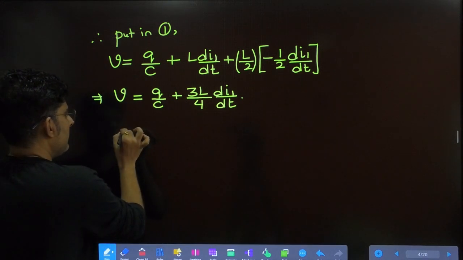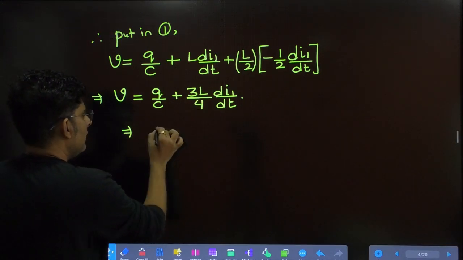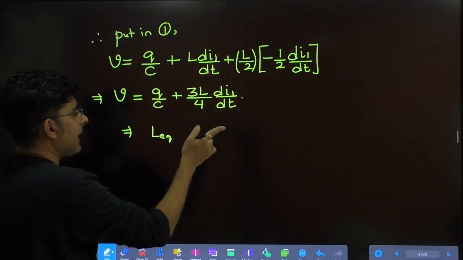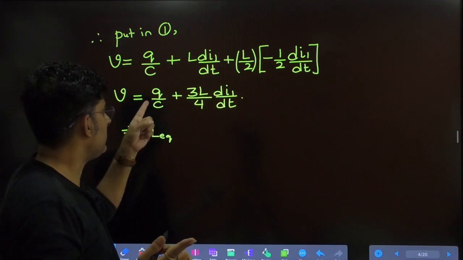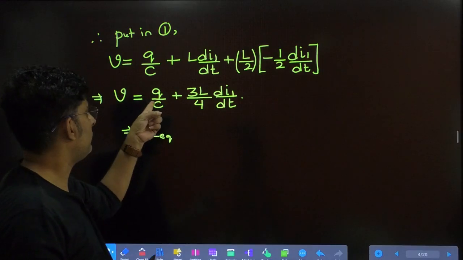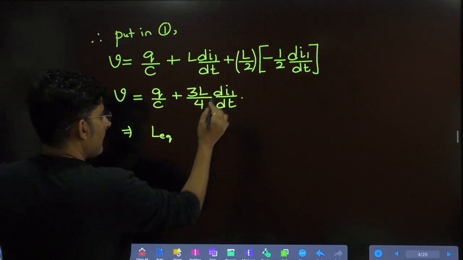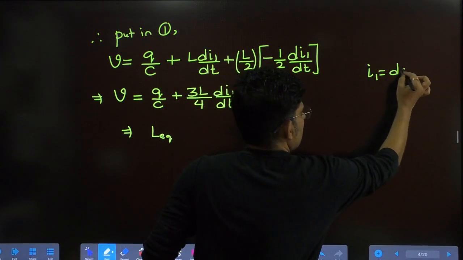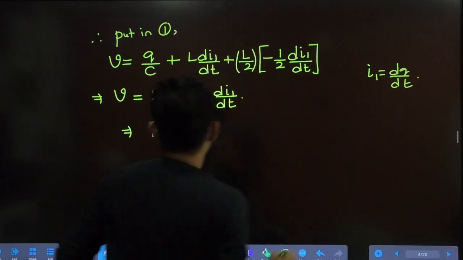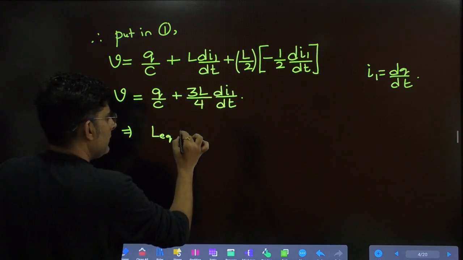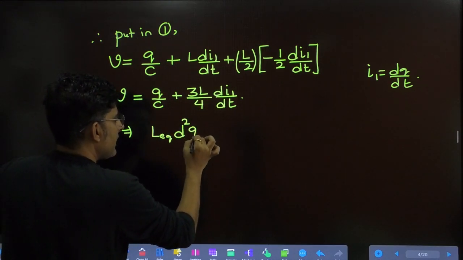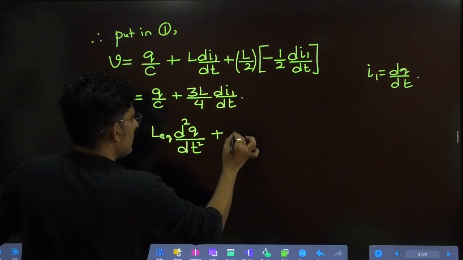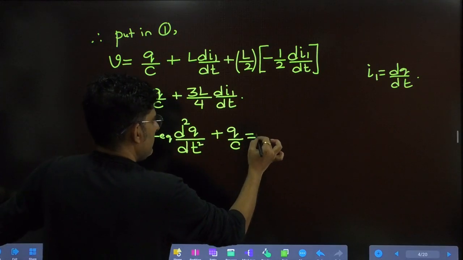Got it? Now you can see we can express it as a differential equation, and that's all. So we can write L equivalent. What is I1? I1 is nothing but the rate of change of charge, flow of charge. So rate of flow of charge, so dq by dt. So I1 being dq by dt, this will become L equivalent d square q upon dt square plus q by c is equals to v.